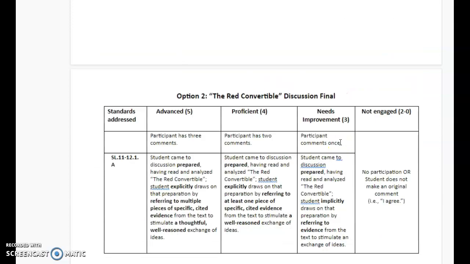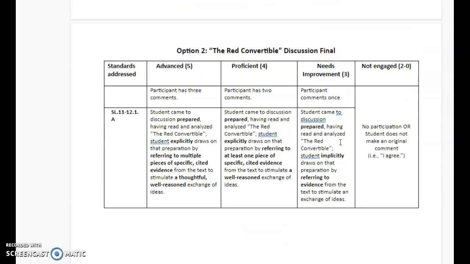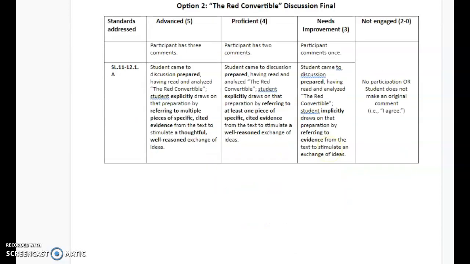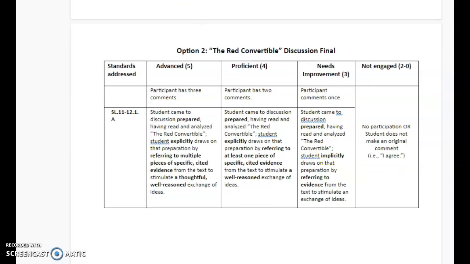Your second option for the final is a discussion. So that would be, you would come prepared with your text in front of you, and you have to speak 3 times during discussion with your teacher and explicitly draw on evidence from your text. So you would answer the question, and still, even though it's not written down, you would still give me your analysis of the quote that you chose from the text.